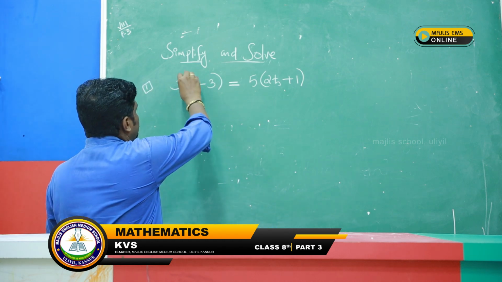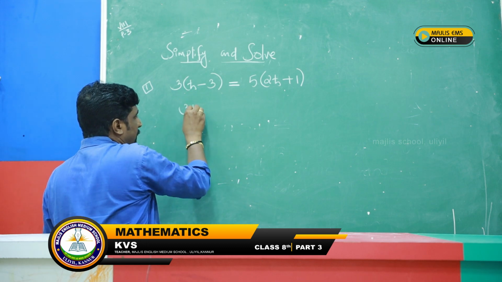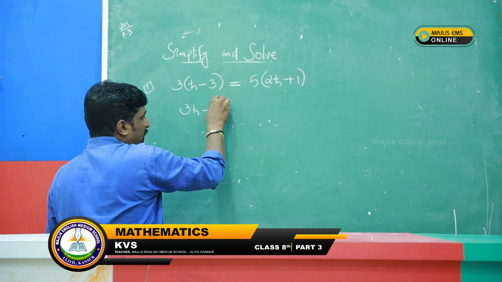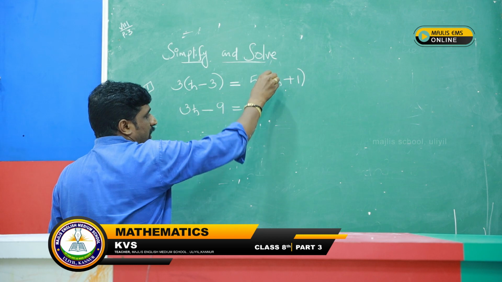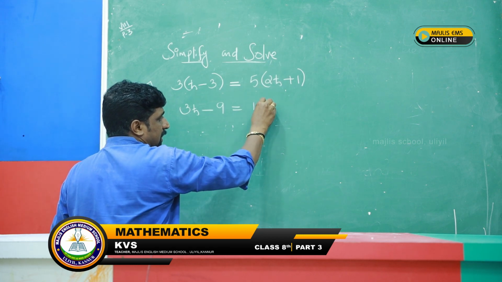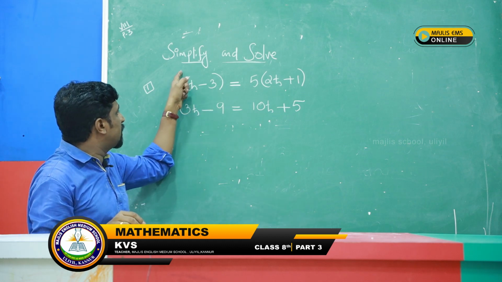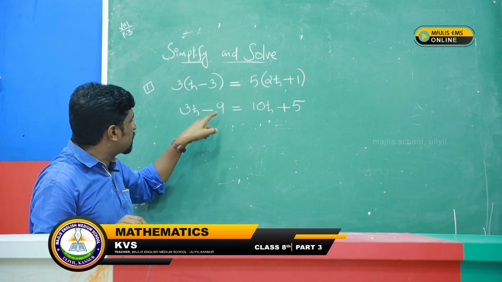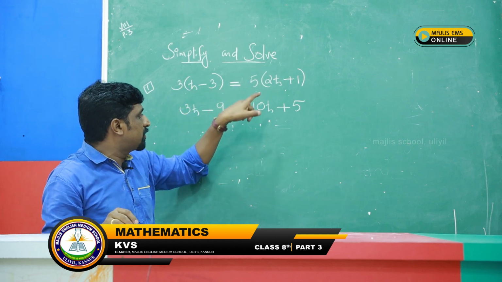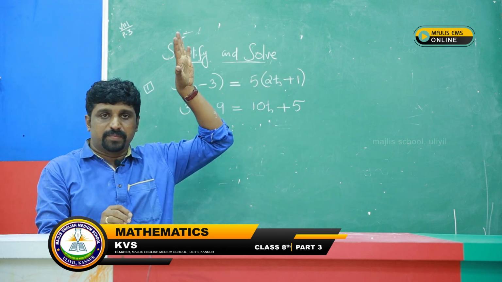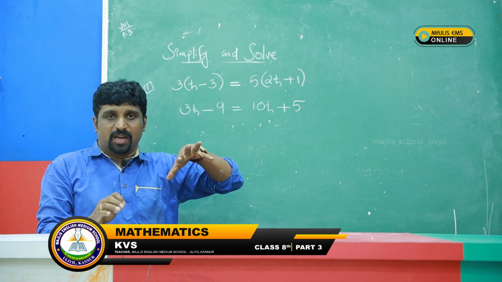First we multiply 3 into 3, that is 3t. 3 into 3 is 9, equal to 5 into 2t, that is 10t plus 5. We multiply the brackets: 3 into t is 3t, 3 into minus 3 is minus 9, equal to 5 into 2t is 10t, 5 into 1 is 5. Now remove the bracket first.